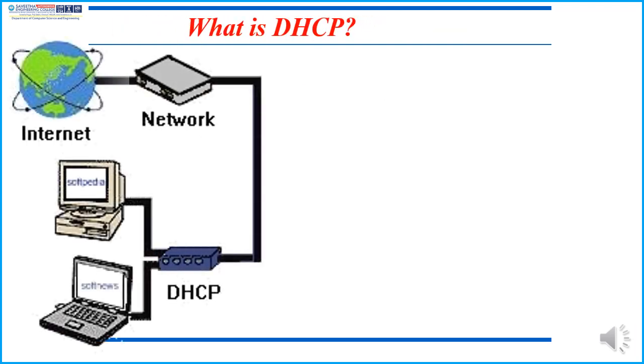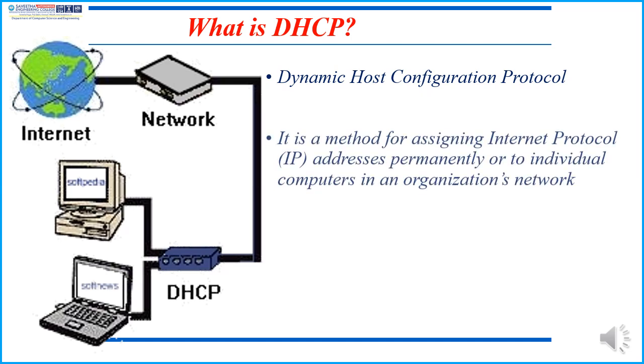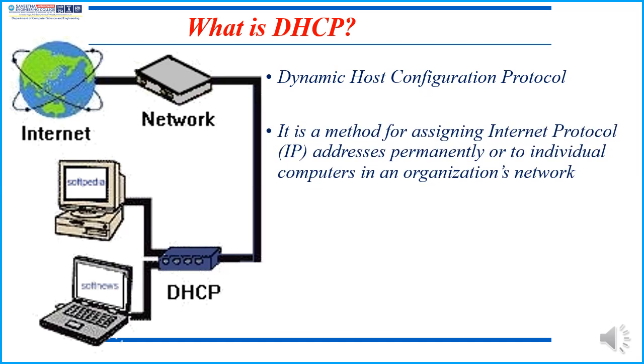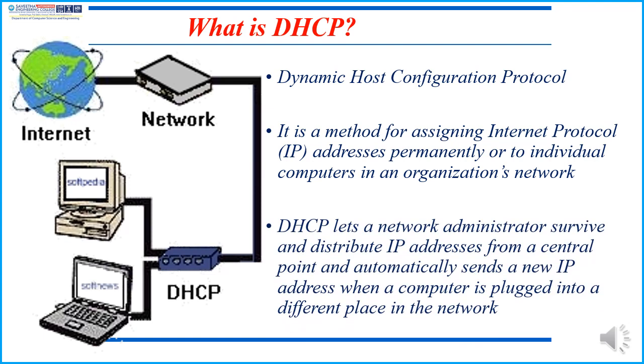DHCP is the Dynamic Host Configuration Protocol. It is a method for assigning Internet Protocol addresses permanently or dynamically to individual computers in an organization's network. DHCP lets a network administrator supervise and distribute IP addresses from a central point and automatically sends a new IP address when a computer is plugged into a different place in a network.